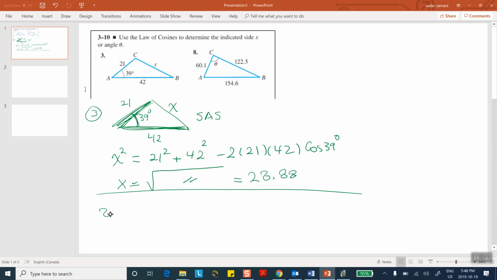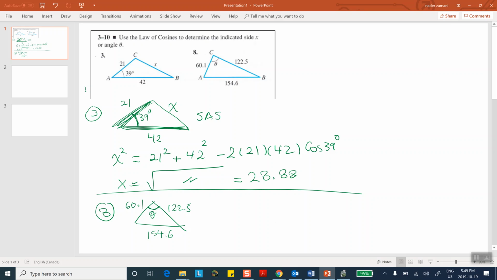Now, if you go to problem number 8, which is right next to it. Now the three sides are given, and the angle theta is missing. These are the three sides: 60.1, 154.6, 122.5, and the angles are missing. In this particular case, they're asking about this angle theta, but in principle, you can find all the angles.